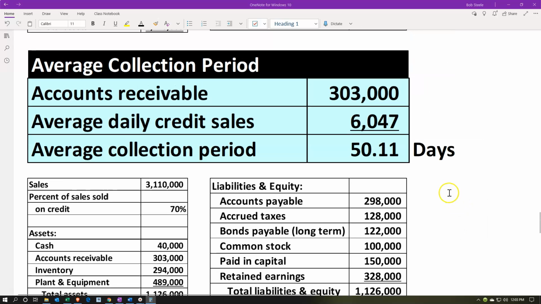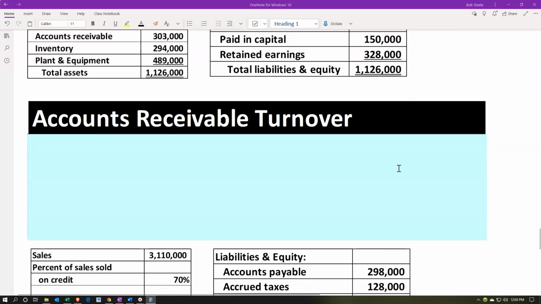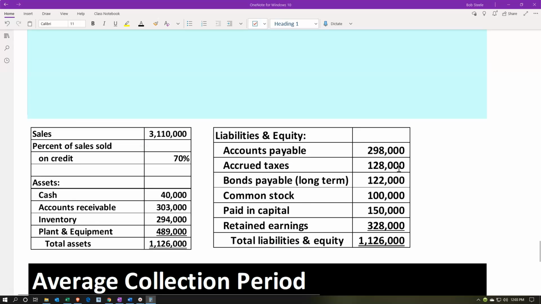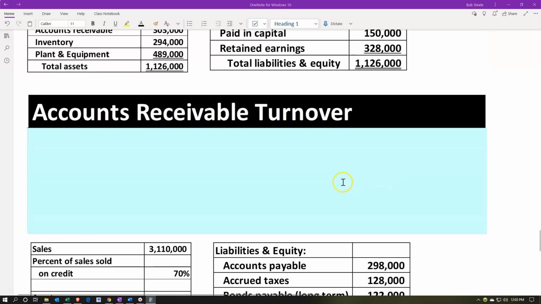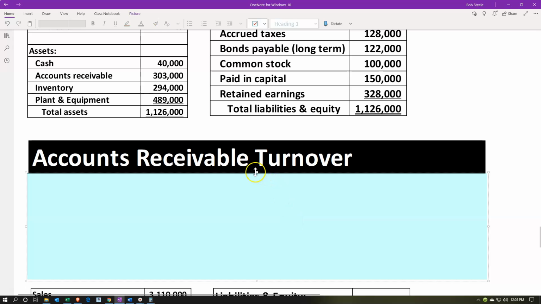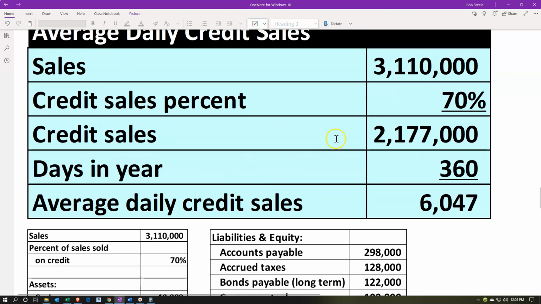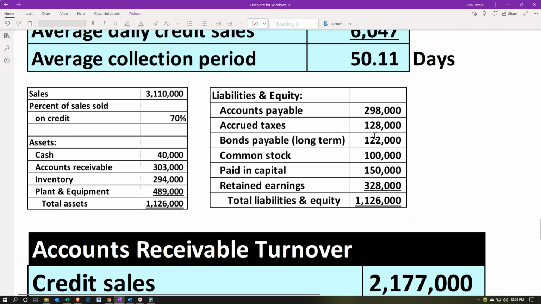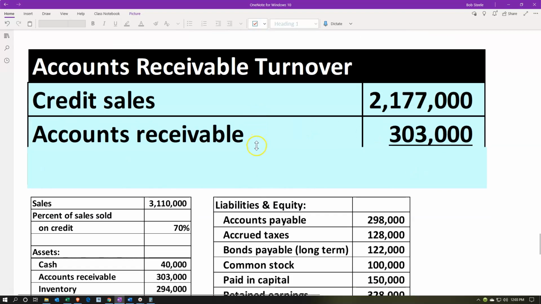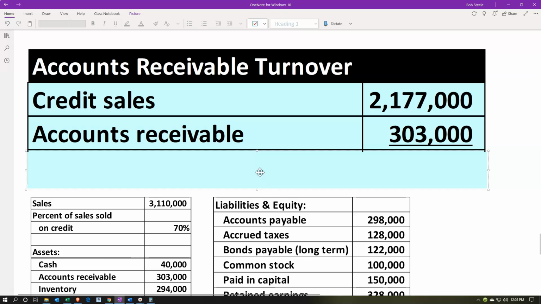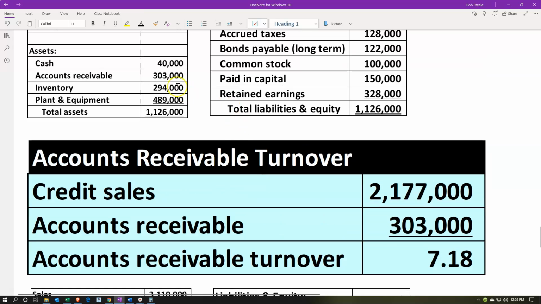Now, we could calculate this number another way with the help of the accounts receivable turnover. So we'll do that here. Accounts receivable turnover is the credit sales, and we're just going to pick up the same credit sales we had up here, which was the total sales times the 70% credit sales, 2,177,000. And then we're going to compare the credit sales to the accounts receivable, the accounts receivable being the 303. So we get our turnover.